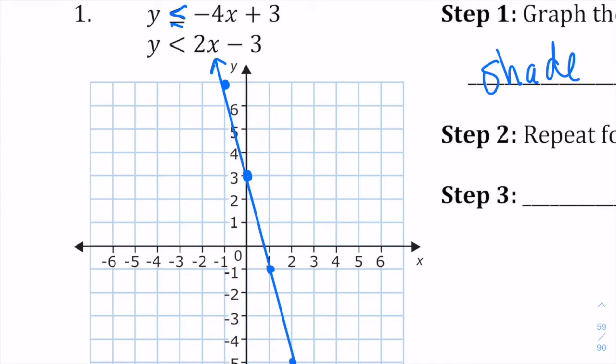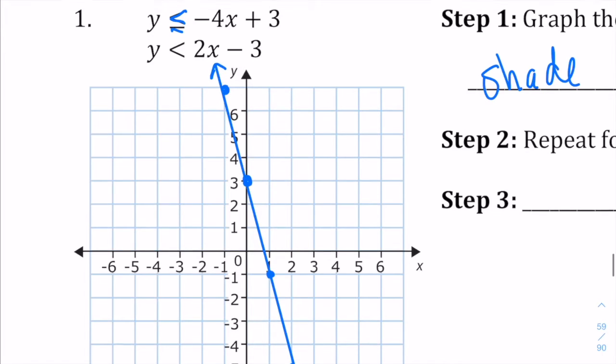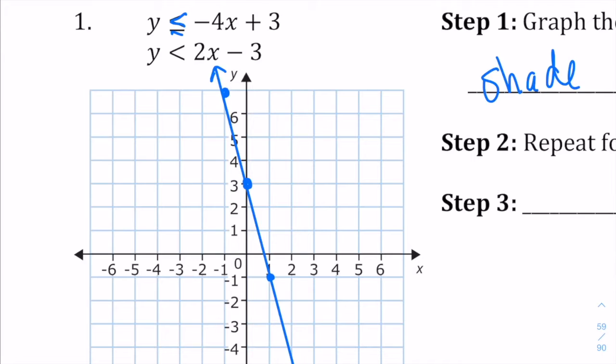We can certainly use a test point like 0, 0. But when they're in slope-intercept form, if you see y is less than, we're looking for where the y values are less than this line. You can think of it as, here are the y values here and up here. Where are the lower y values? Certainly they're in this section down here. So this graph would be shaded in this direction.